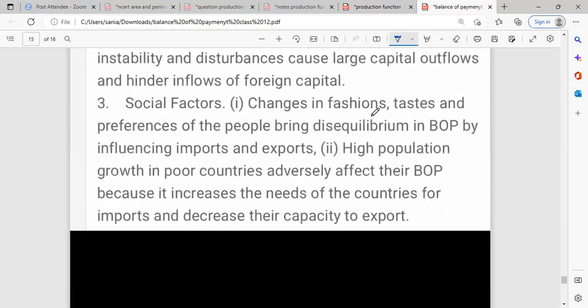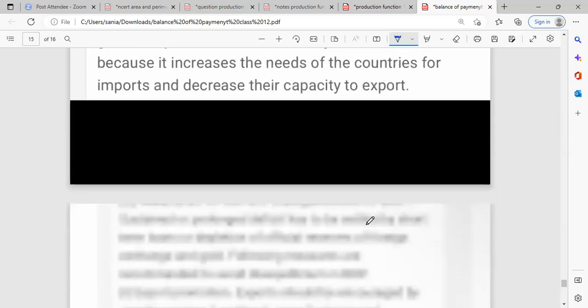Social factor, first of all, change in fashions and tastes. Whatever is trending in your country, you don't like it, so you'll purchase it from somebody else. High population: earlier you had 10 fridges for 10 people, now you have 100 people but only 10 fridges, right? So again, it's a problem. It will cause disequilibrium. You don't have enough in your country, so you will purchase it from somebody else. Countries increase imports and decrease their capacity to export.